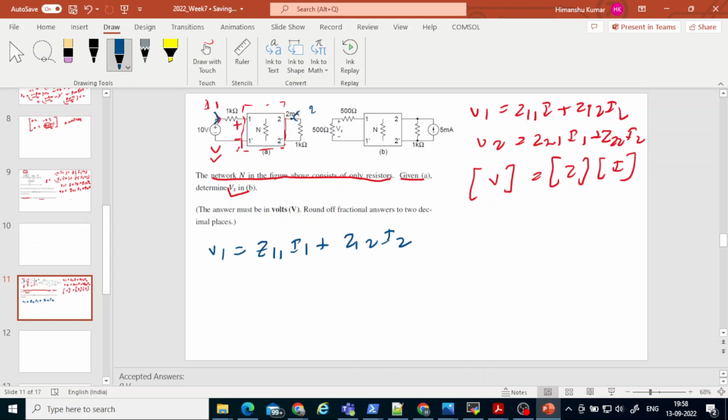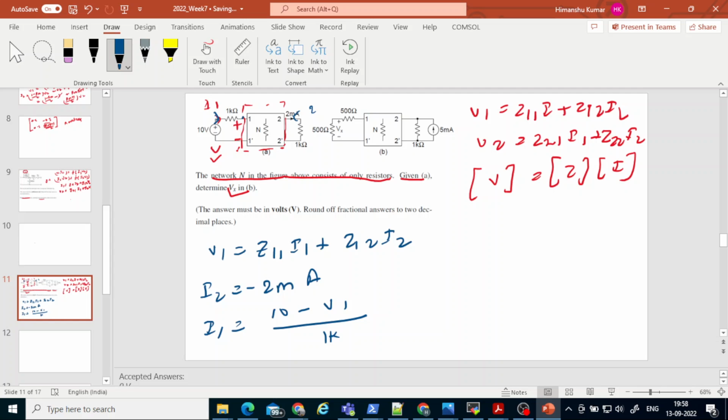and I2, as we can see in the two-port parameter convention, the current is incoming, so I2 is minus 2 milliampere because it is flowing in the other direction. And the current I1 is the voltage difference between this node and this node divided by this resistance. So I1 is equal to (10 volt minus V1) by 1 kilo ohm.